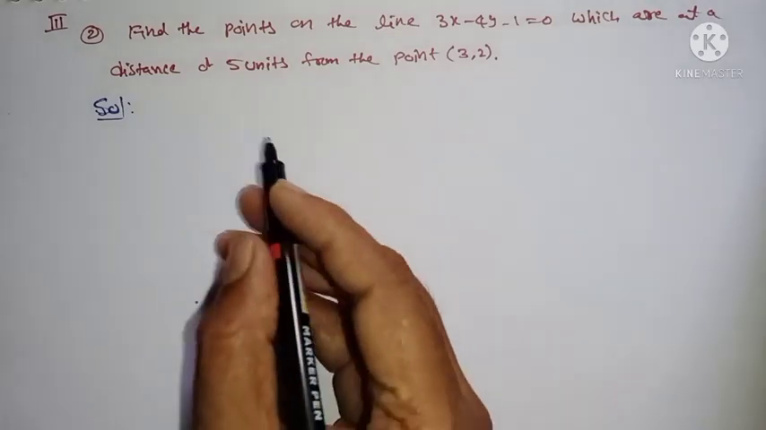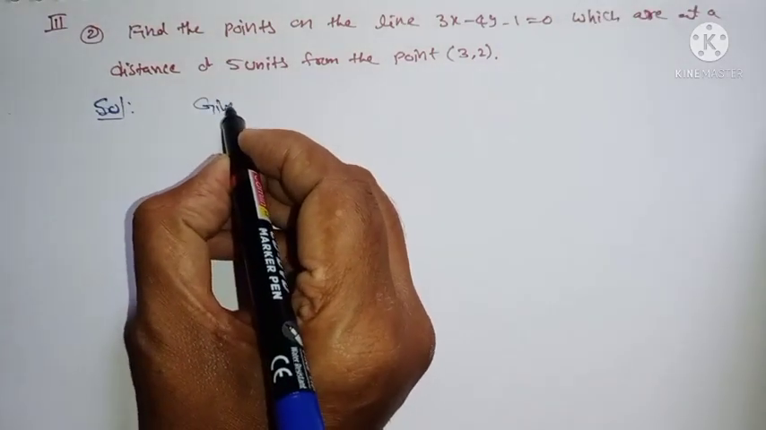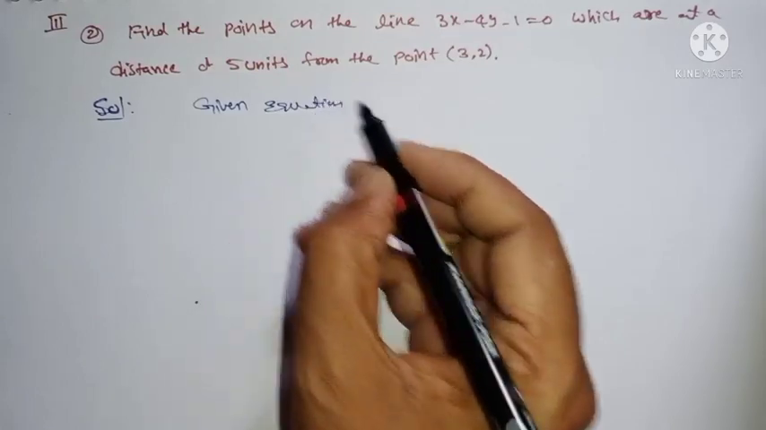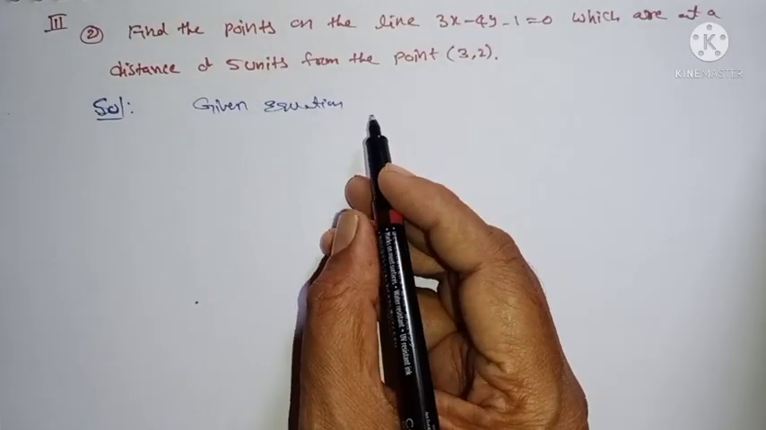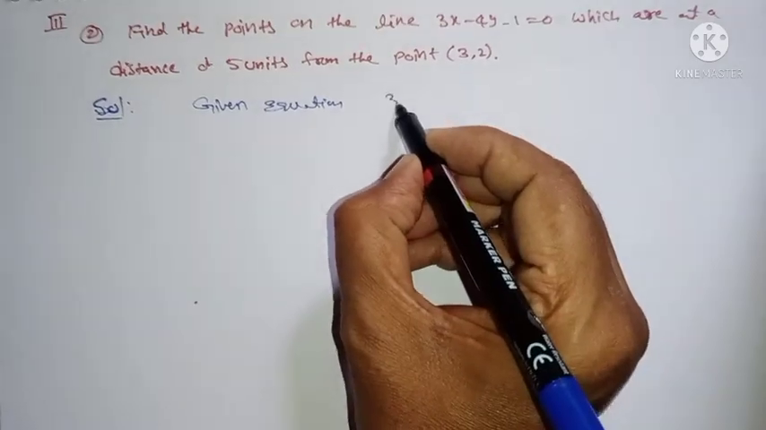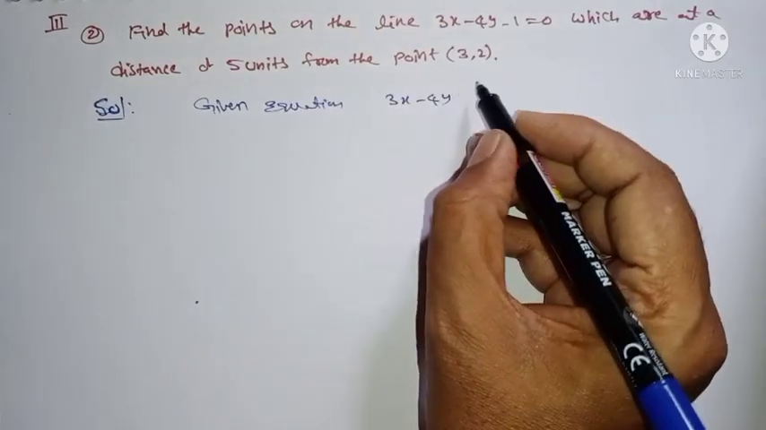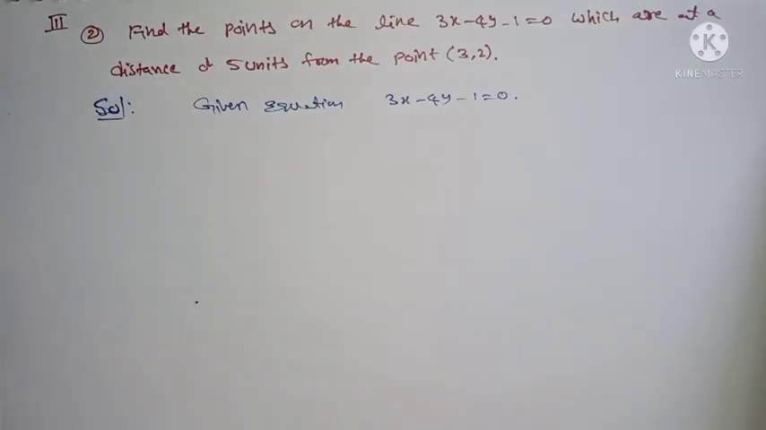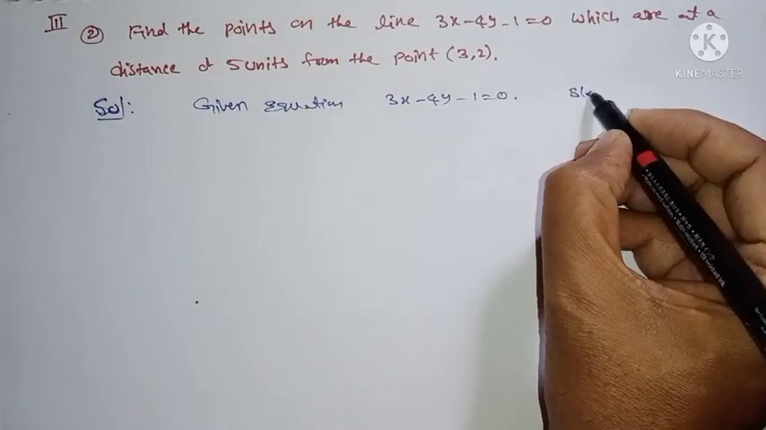Listen, write down the given equation. The given equation is 3x - 4y - 1 = 0. You can write it in the slope intercept form.